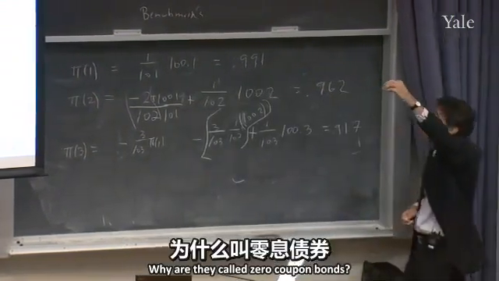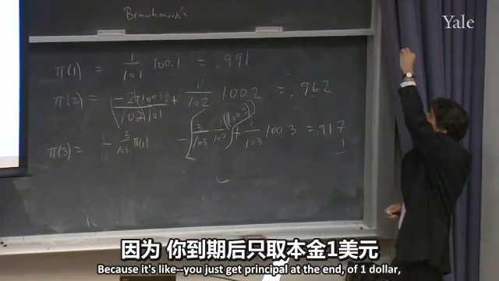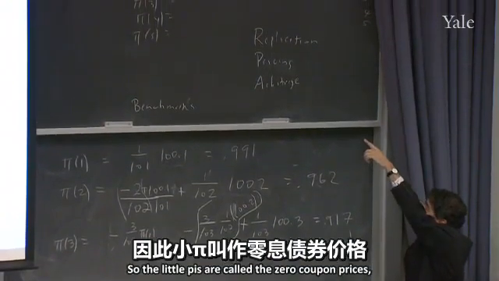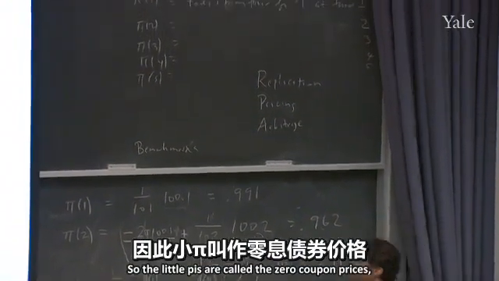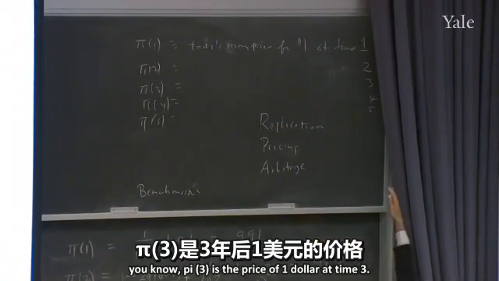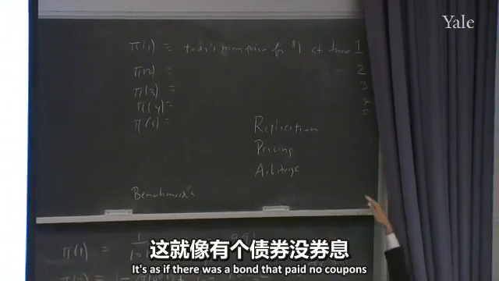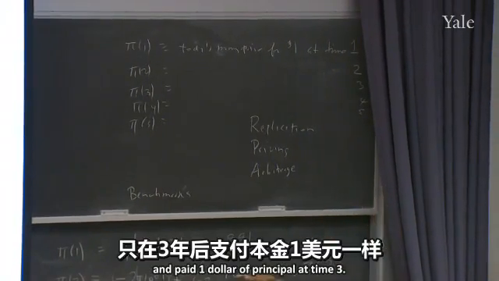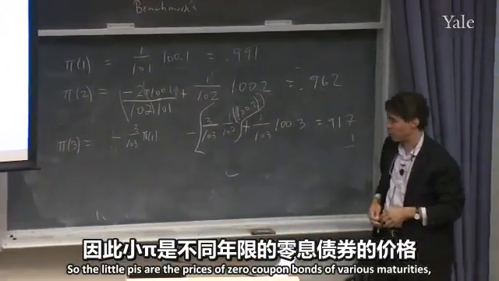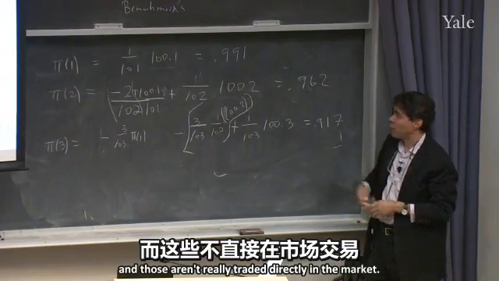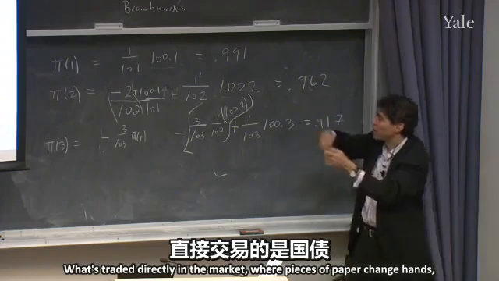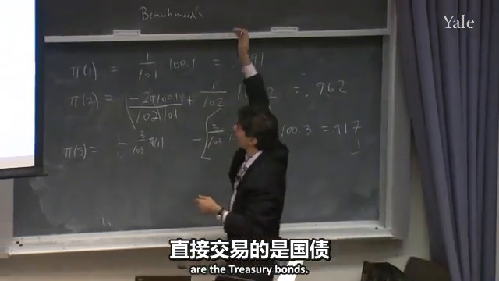Why are they called zero coupon bonds? Because it's like you just get principal at the end of $1 without any coupons in the middle. So the little pi's are called the zero coupon prices because the payments are just $1. You know, pi 3 is the price of $1 at time 3. It's as if there was a bond that paid no coupons and paid $1 of principal at time 3. So the little pi's are the prices of zero coupon bonds of various maturities. And those aren't really traded directly in the market. What's traded directly in the market, where pieces of paper change hands, are the treasury bonds.